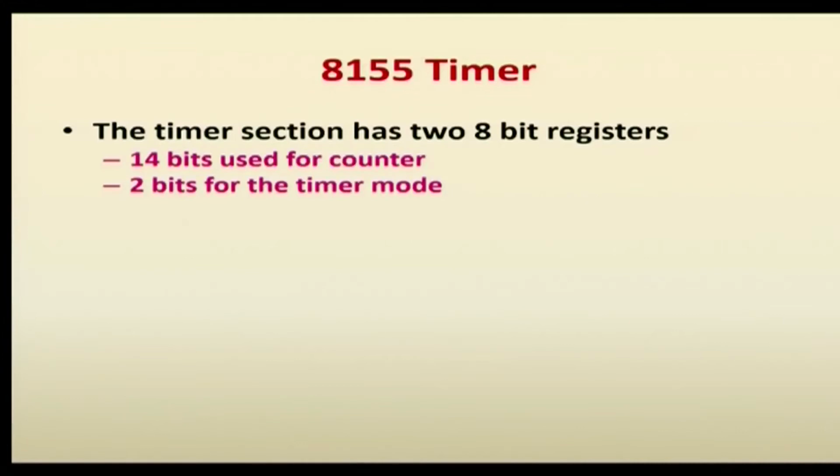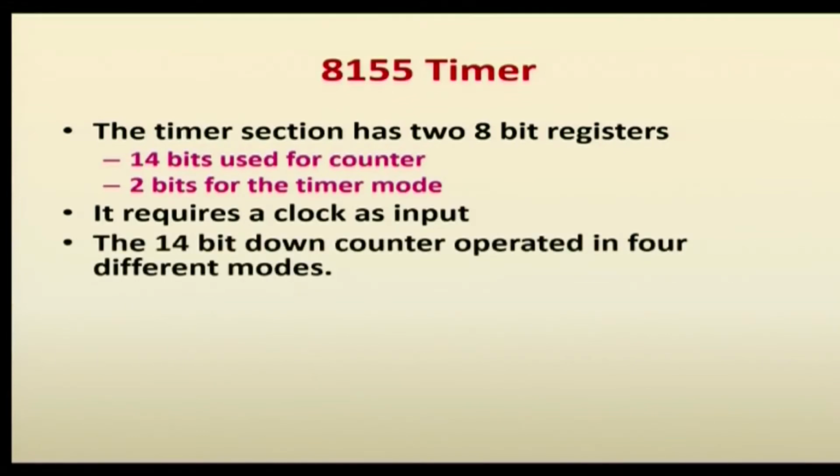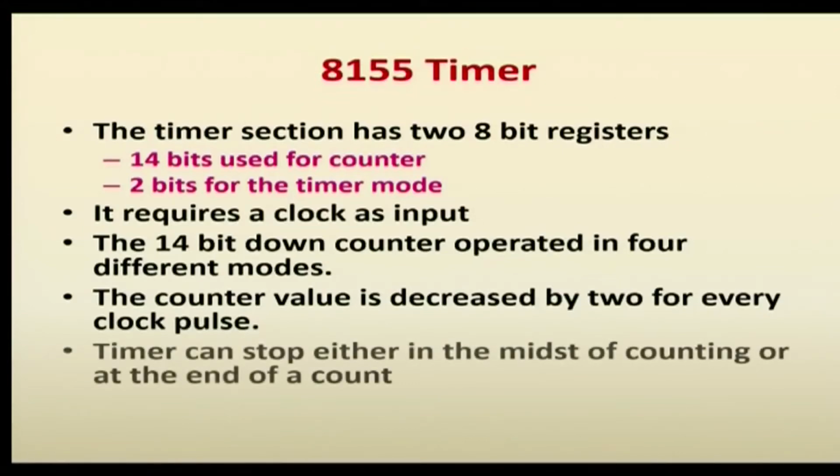Then the 8155 timer. So, the 8155 timer has 2 8-bit registers, which are named the LSB register and MSB register. Among the 16 bits, only 14 bits are used as a counter, and 2 bits are used for selecting the timer modes. The timer is activated by using the processor clock pulses, the system clock pulse. The timer is used as a down counter; for every clock pulse it will be decreased by 2. The timer can be stopped either in the midst of counting or at the end of the counting. Based on our requirement, we can stop the counter value.